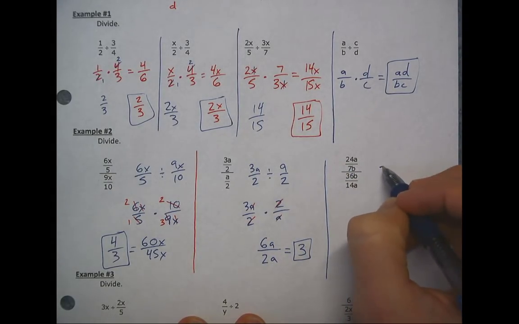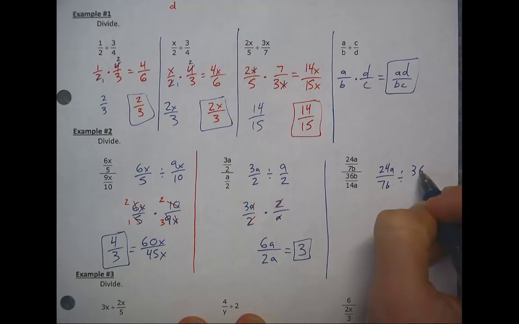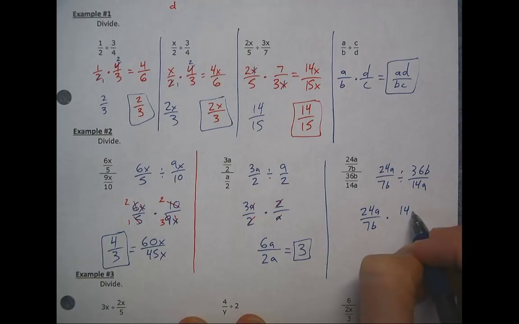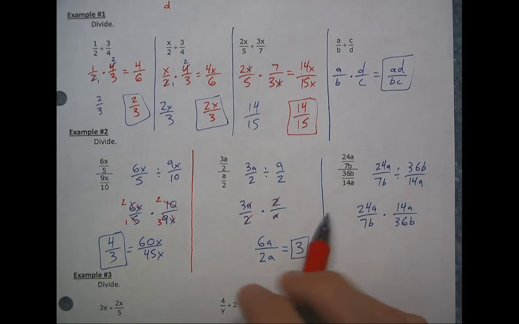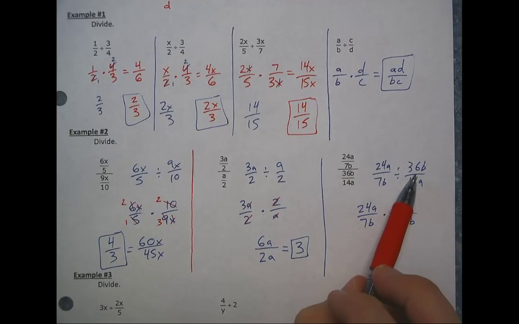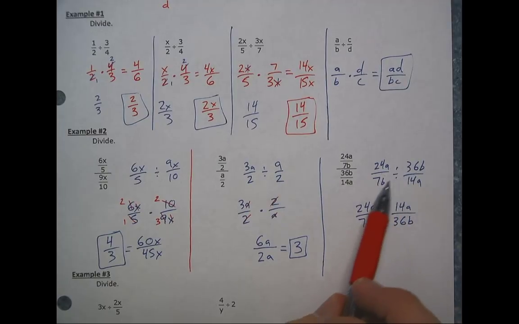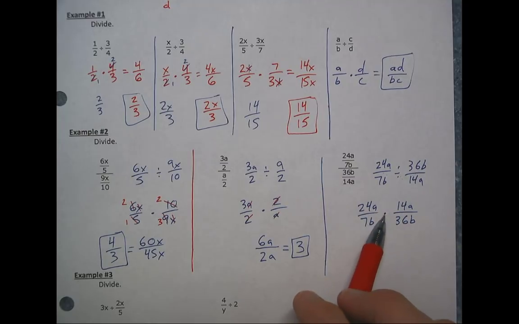All right, rewrite it. 24a over 7b divided by 36b over 14a. Rewrite it as multiplication, flipping. So what I want you to focus on here is some people, when they look at the original division problem, they're going to want to cancel these a's and cancel these b's, but you can't do that. That little trick of simplifying early only works for multiplication.